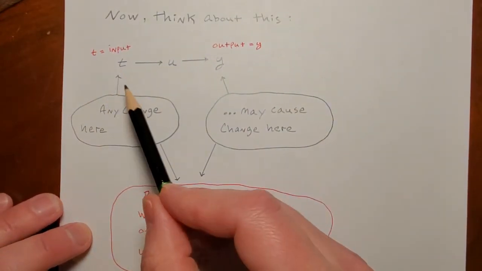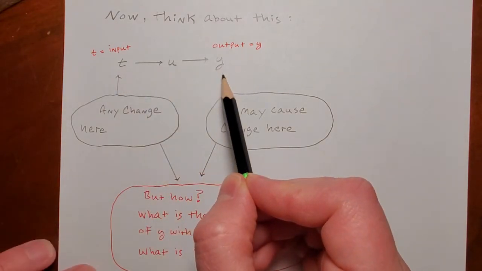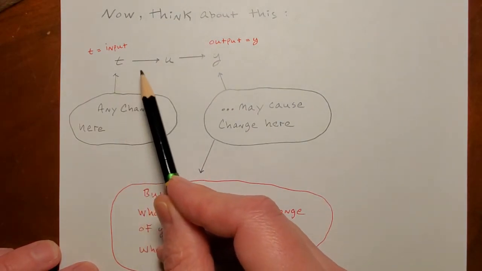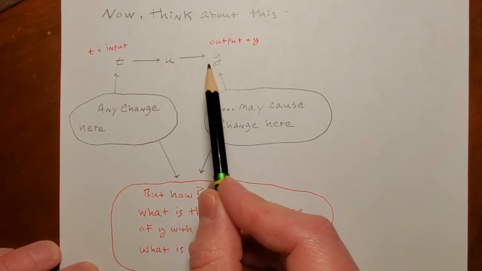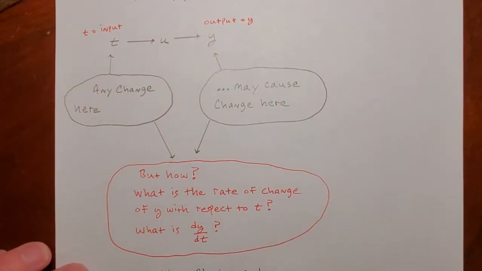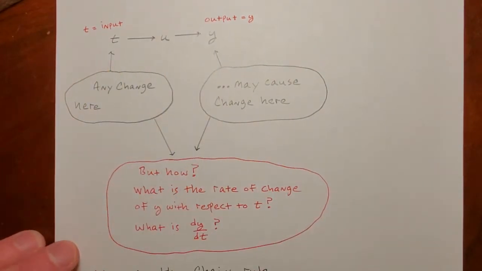So not only is it true that if I know t, I can figure out what y is, it's also true that any change to t has this ripple effect down the chain and causes some change in y. I hope that's easy to believe, like no matter what the situation is, that change in t is probably going to cause some change in y.